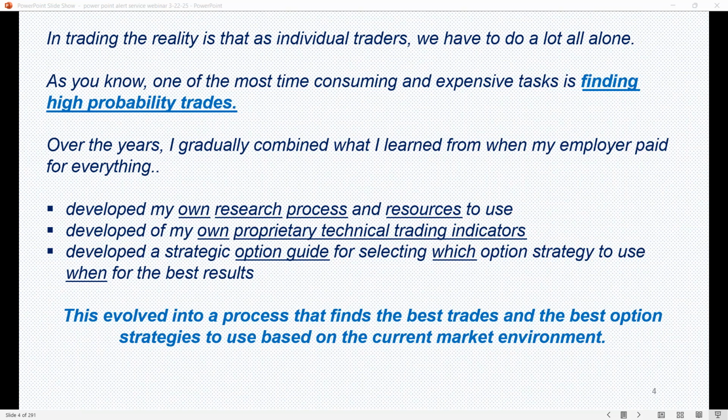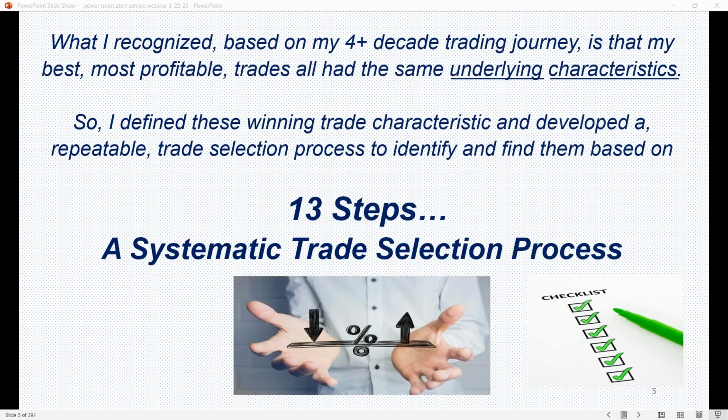So this really evolved into a process that helps me find the best trade setups and the best option strategies to use based on the current market environment we're trading, which is always changing. What I recognize, based on my 4 decades of trading, is that my most profitable and most successful trades came down to certain underlying characteristics. So I defined these winning trade characteristics, and then I developed a repeatable trade selection process to identify and find them, based on a 13-step trade selection process.